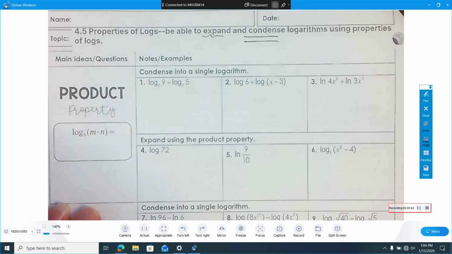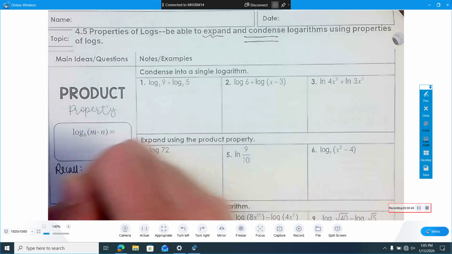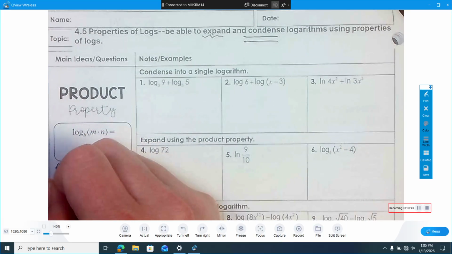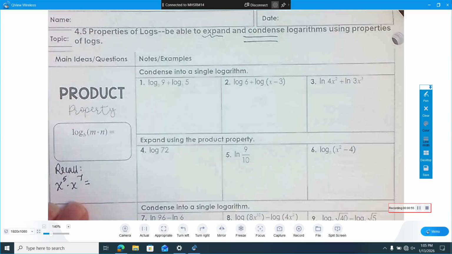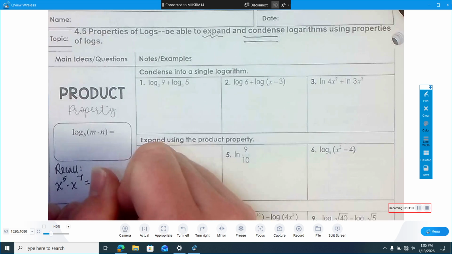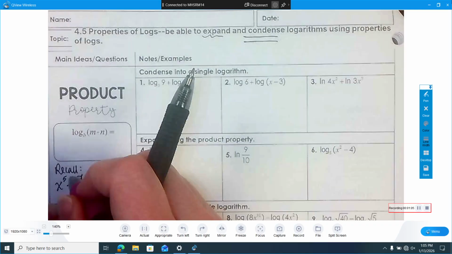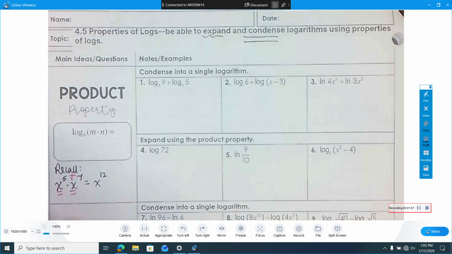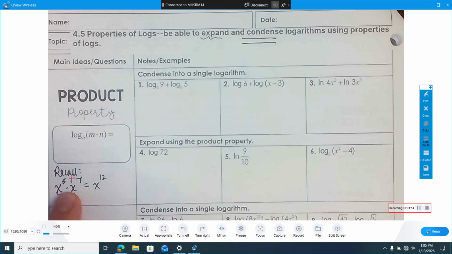So for instance, just to recall, what is something like x to the 5th times x to the 7th? X to the 5th times x to the 7th is x to the 12th. What did we have to do? Add the exponents. If they have the same base, all we have to do is add the exponents. So in logarithms, this is a product, we're multiplying them together.